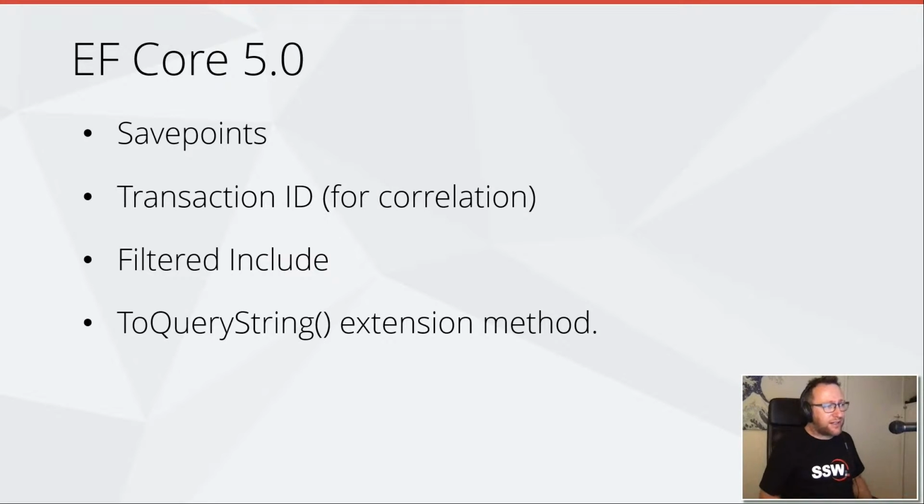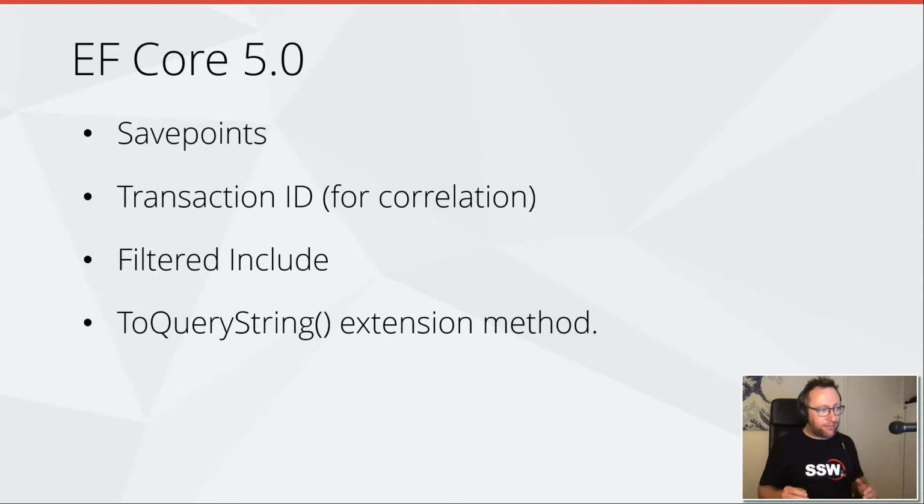A filtered include. If you have a navigation property between two things, say, for example, I've got a blog post and that blog post has many comments. If you were to ask Entity Framework to get me the blog post and include the comments, it would always give you all the comments. So what you can do now is say, give me the blog post and give me all the comments that haven't been deleted. So you can actually add an extra clause into that include statement and filter the data when following that navigation property.